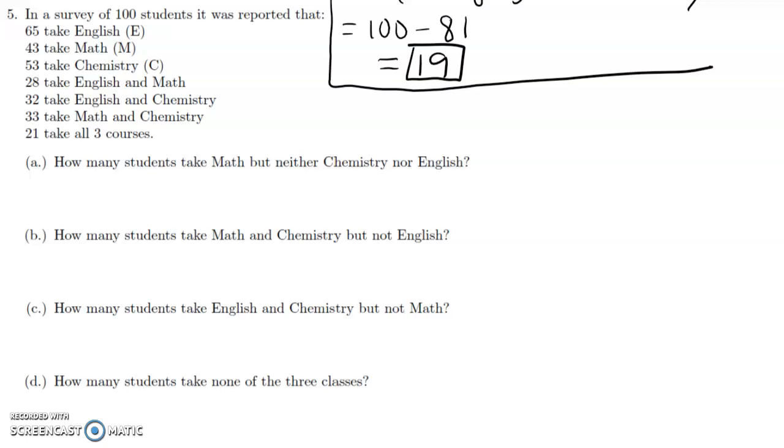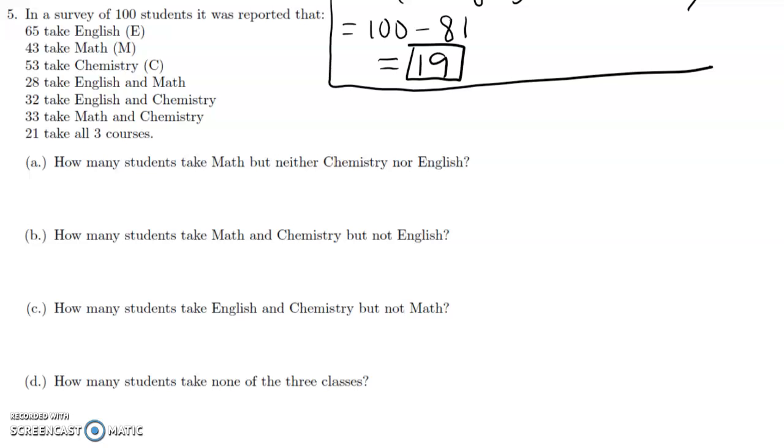All right, we are on question 5 for our worksheet for 2.4. So we've got a survey. It says a survey of 100 students. We have it reported that 65 take English, 43 math, 53 chemistry, 28 take English and math, 32 English and chemistry, 33 math and chemistry, and 21 take all 3 of the courses. And then we're asked various questions about different combinations of students. So like how many students take math, but neither chemistry nor English.